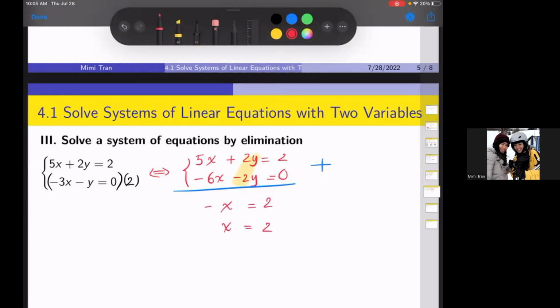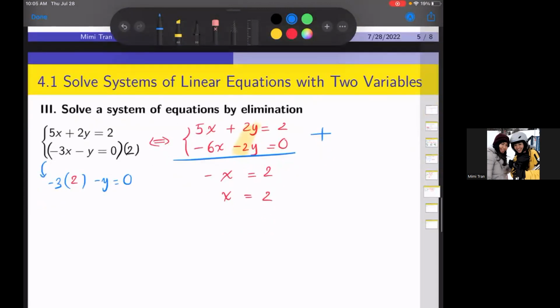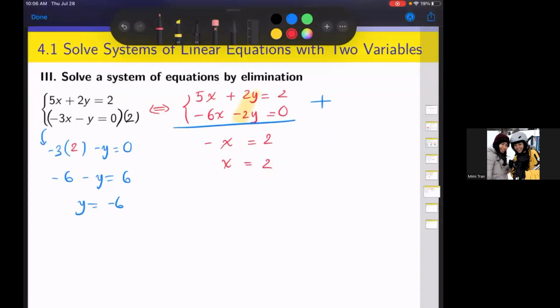And then you plug it back. Pick one equation, the original equation, pick one, and then you solve for y. I'm going to pick the second one because it seems easier. So -3 times x, which is 2 here, minus y equals 0. Okay, -6 minus y equals 0, y equals -6. So 2 comma -6.